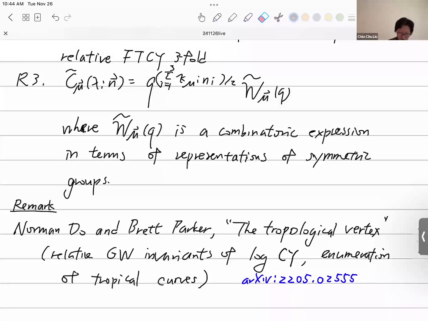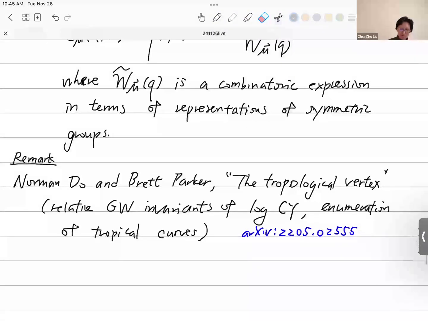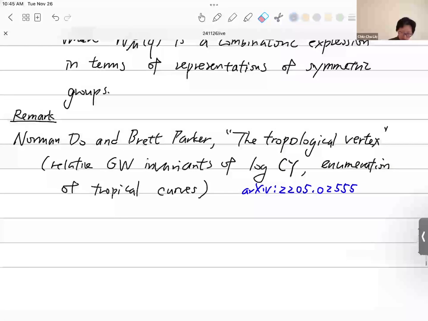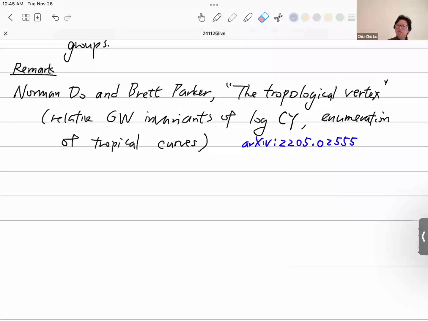I also want to say that there is recent work by Norman Do and Brad Parker, called the topological vertex, in terms of relative Gromov-Witten invariance of log Calabi-Yau and enumeration of tropical curves. So this is still pretty recent work, very much related to this topological vertex.